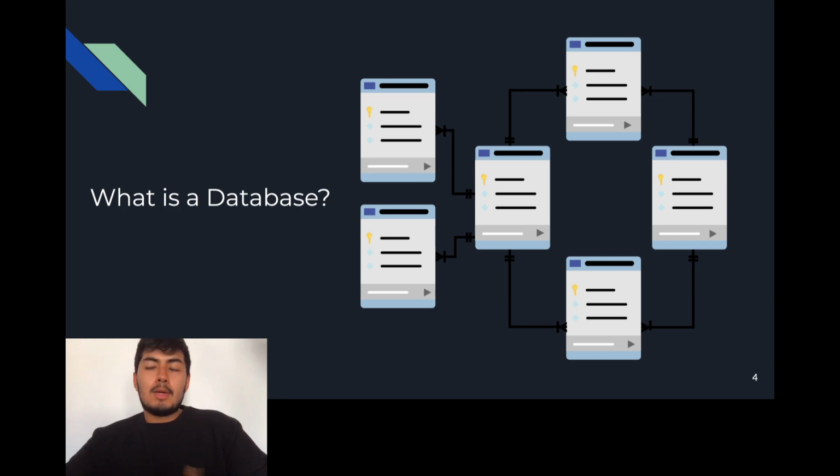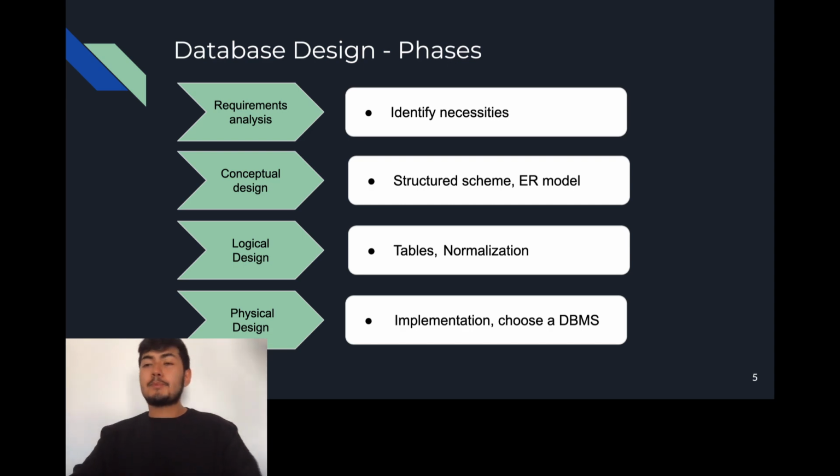To create a database, first we need to design it. So we have 4 phases to design the database. The first phase is the requirement analysis. In this phase, communication with the client takes place to know the information system and identify the design's needs, the requirements of the database. Said information, we can obtain it in different ways, through user stories, interviews, meetings, etc.